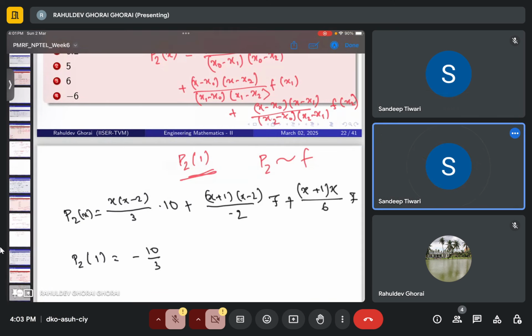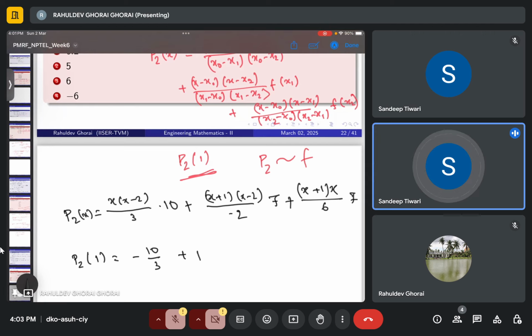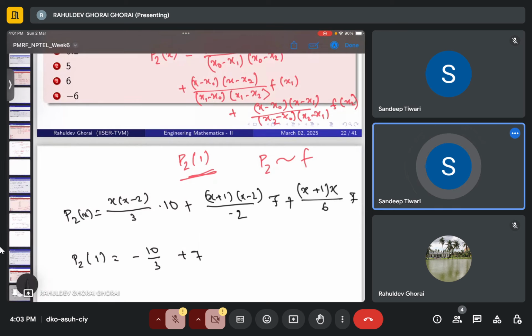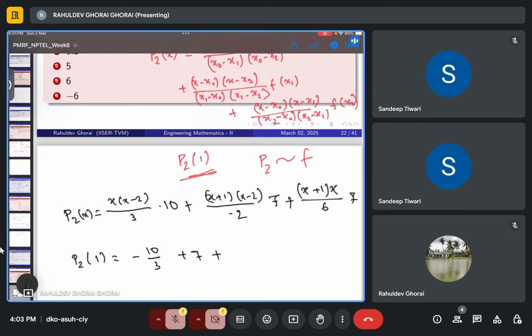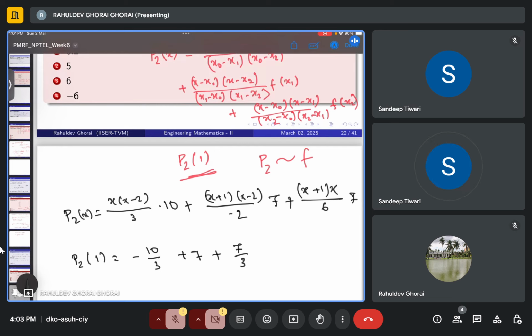Plus, oh sorry, 7 is there also. See, you are evaluating at 1, so it will be 2 times minus 1, minus 2 times 7, plus 14 by 3. Wait, so plus 7 by 3. There is some mistake. 7 by 3 also, right?